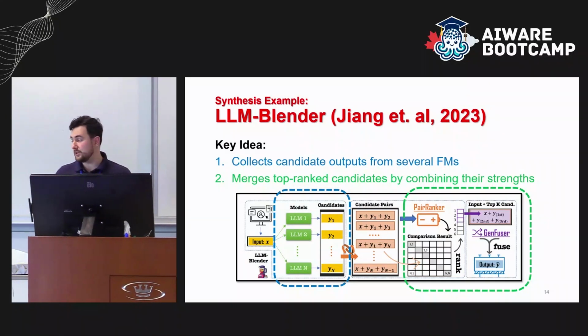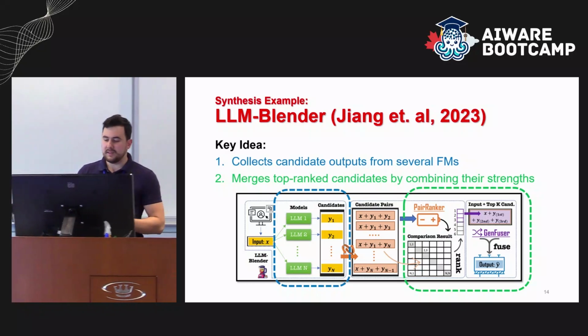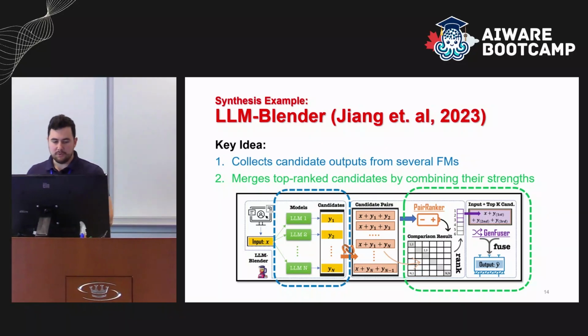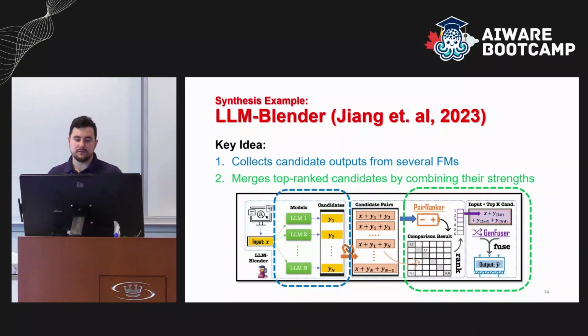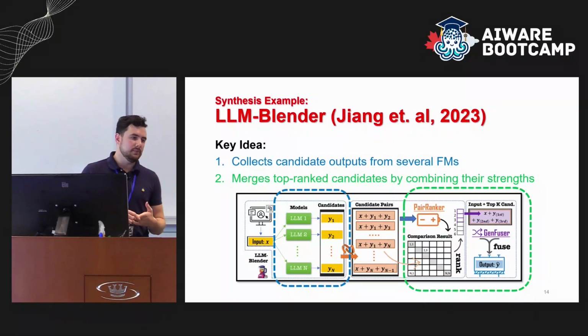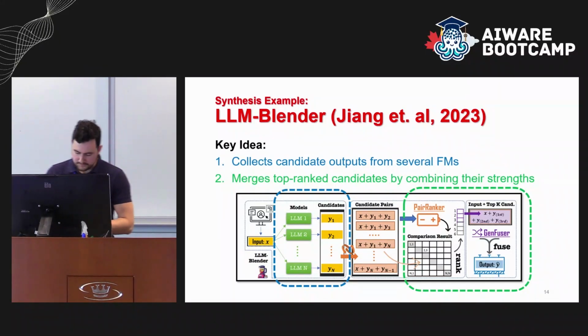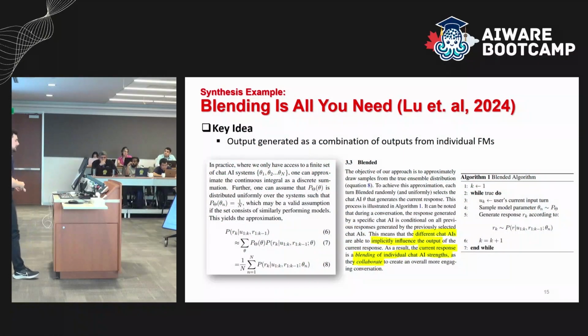If you're interested, you can read the paper, it's good. But the general idea here is that one, we generate multiple outputs from different LLMs, and two, we combine them in one way, shape, or form. Another example, Blending Is All You Need. What a clever title.